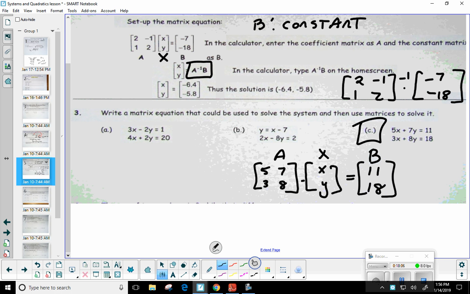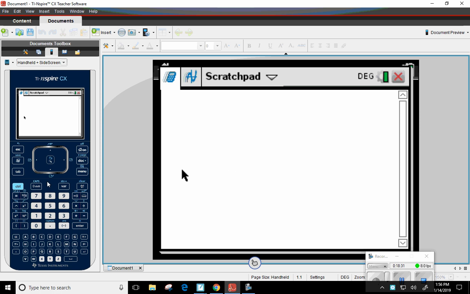So is everybody okay with how we come up with what's known as the matrix equation? Okay. Well, all I have to do is type this in, A inverse B, and it should give me exactly what I'm looking for. Now, you can type it in using a letter. You can store it, but I don't think that's really necessary. I would just type it in.